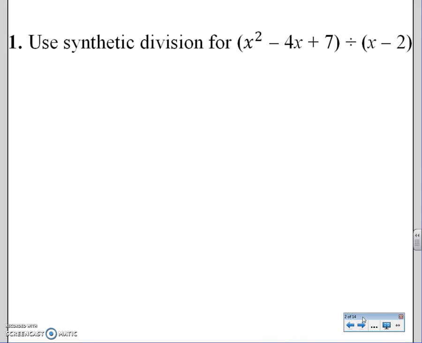So first, use synthetic division for that. Well, just a basic one. Remember, x minus 2 is our factor. That means our root is positive 2. The degree of our polynomial is 2. Add 1 to that for 3. There should be 3 terms. So x squared is 1, x to the first is negative 4, and x to the 0 power has 7.